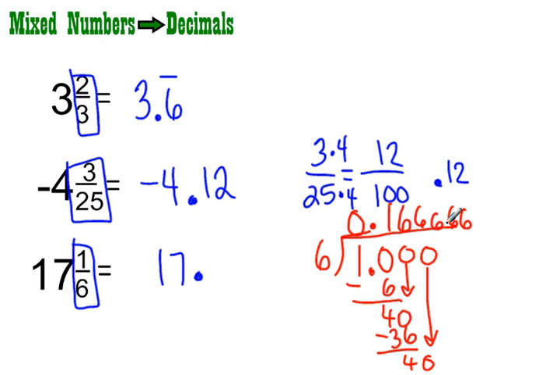So how will I write this decimal? It's 0.16 and the 6 repeats, so there's a line over the 6. 17.16 with a repeating line.